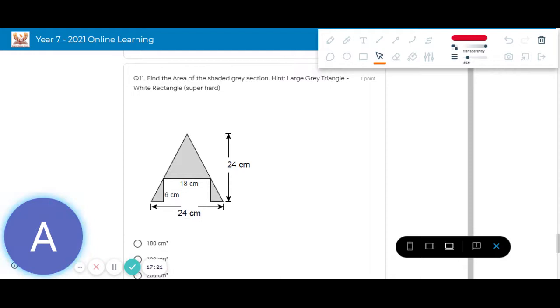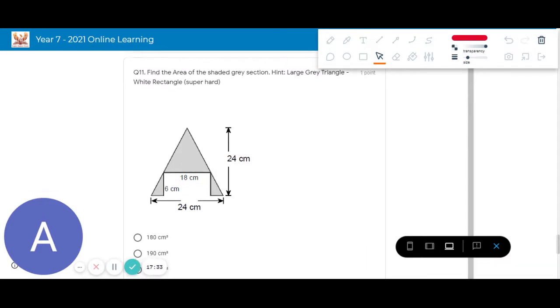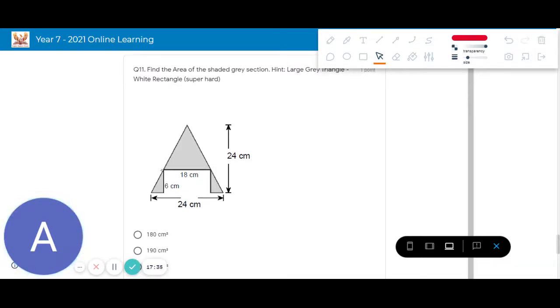Okay, find the area of the shaded grey section. Hint, the large grey triangle minus the white rectangle. Okay, this is apparently a super hard question. So we need to find the area of this large grey triangle, and then we need to subtract this missing space here, which is a rectangle. So we'll need to subtract the area of this rectangle.